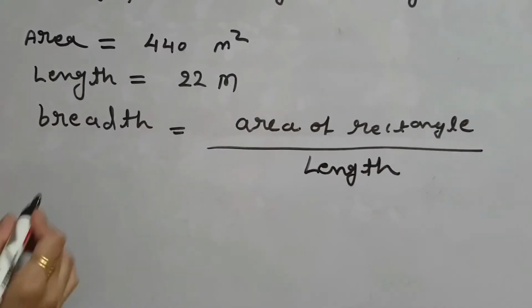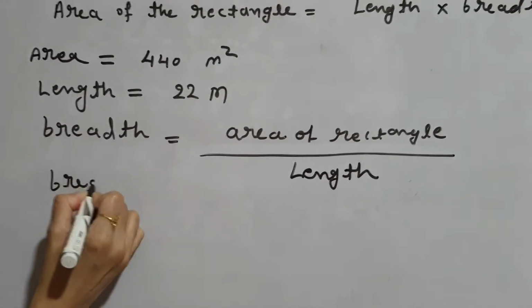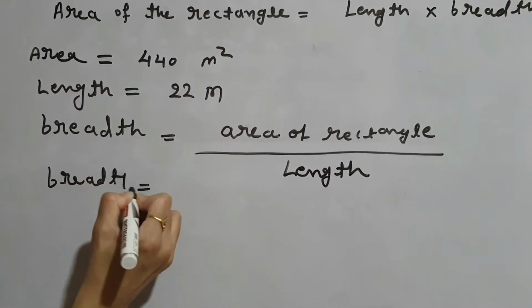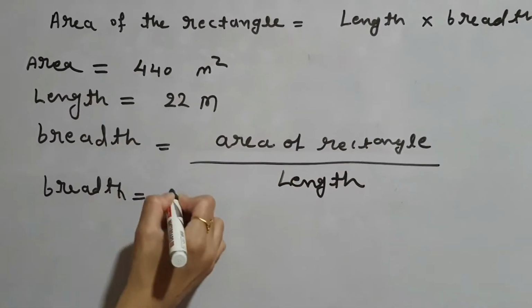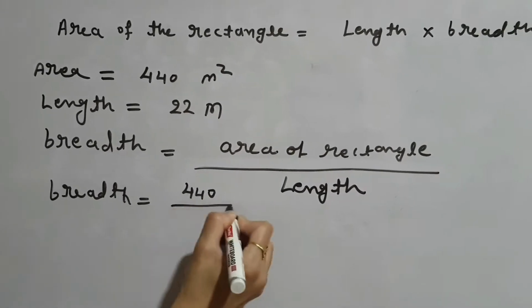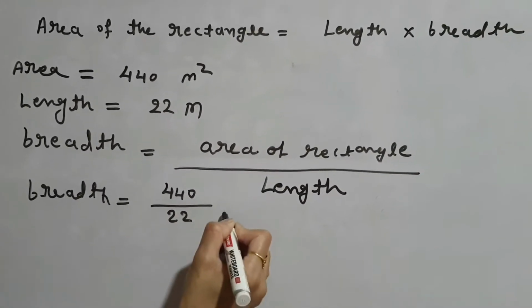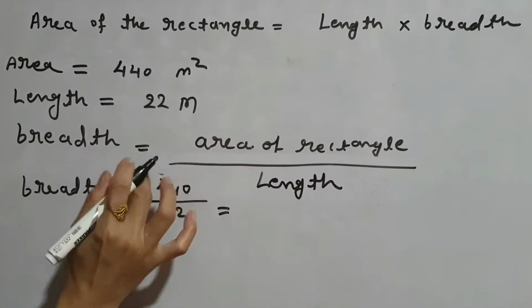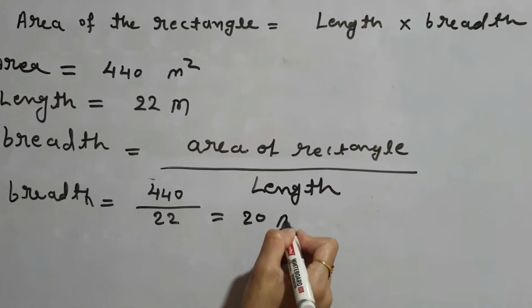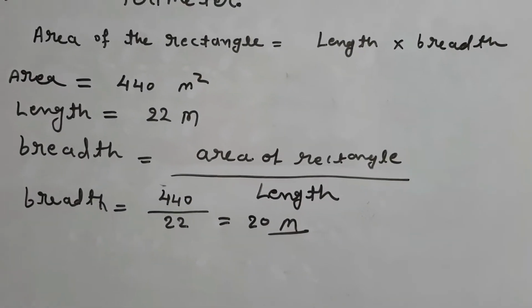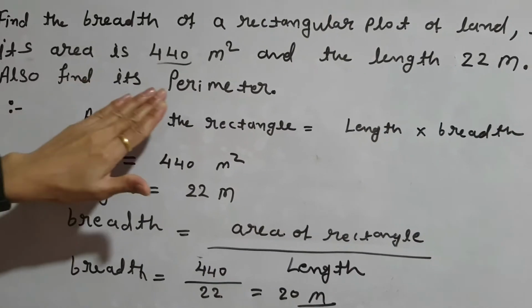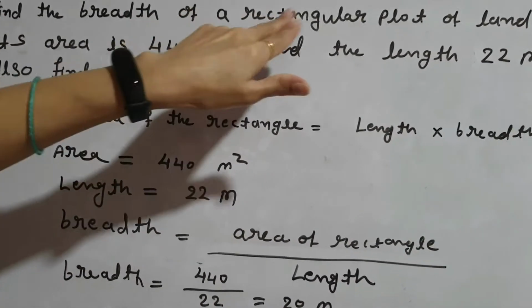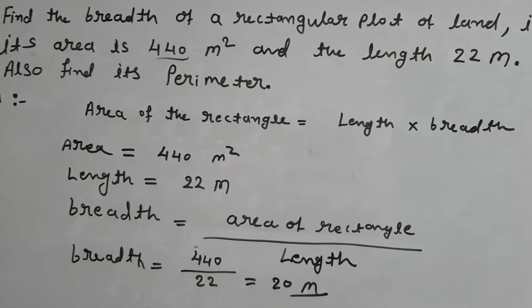So we will put the value here: breadth equals area of rectangle, 440 divided by 22. So we will get 20 meter. This is the breadth. Now we have to find out the perimeter of this rectangular plot of land also.